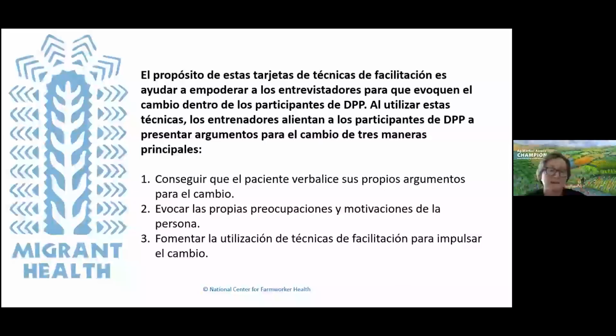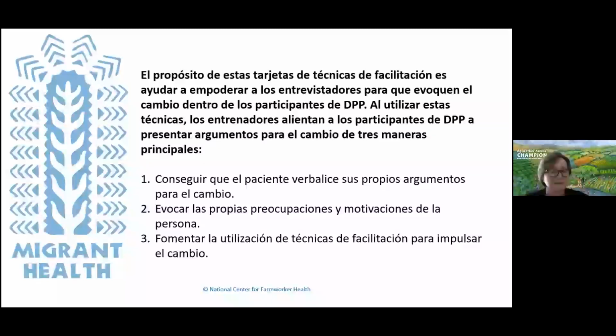The purpose of these facilitation technique cards is to help empower the interviewers so that they can bring out the change from within the participants. So when using these techniques, the coaches can help the participants of the DPP to present arguments for change in 3 different ways.